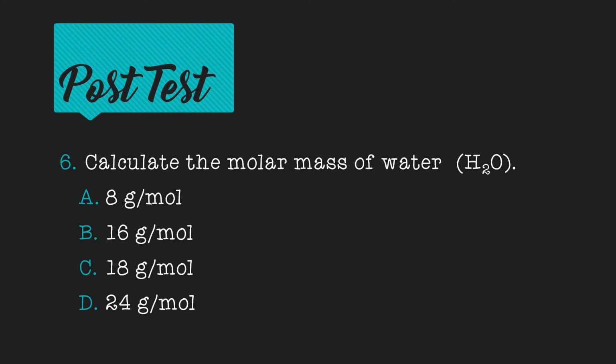Number 6. Calculate the molar mass of water. Letter A, 8 grams per mole. Letter B, 16 grams per mole. Letter C, 18 grams per mole. And letter D, 24 grams per mole.